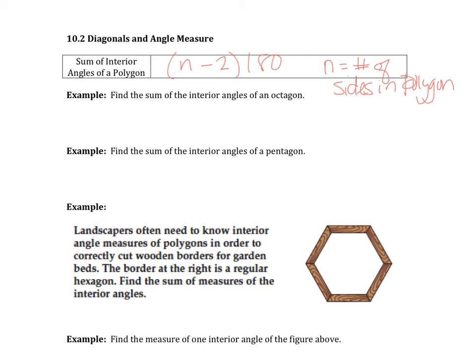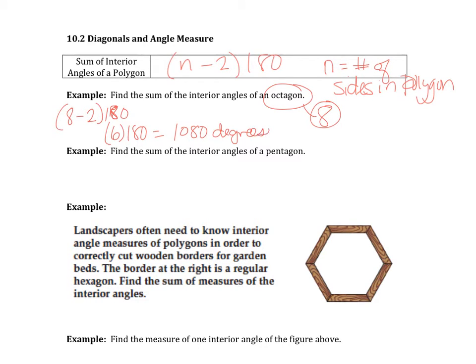Okay, first example, find the sum of the interior angles of an octagon. First thing we need to recognize is that an octagon has 8 sides. So we're going to use our formula, 8 minus 2 times 180. So 6 times 180, and that answer is 1080 degrees. So all the angles of the octagon add up to 1080 degrees. Think back to our triangles. The interior angles of a triangle add up to 180 degrees.